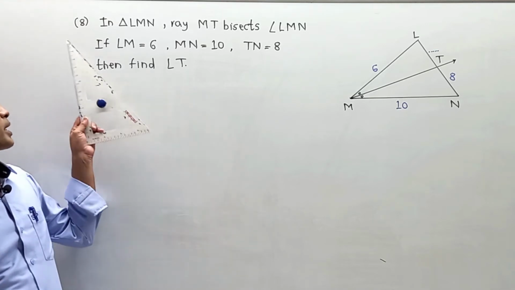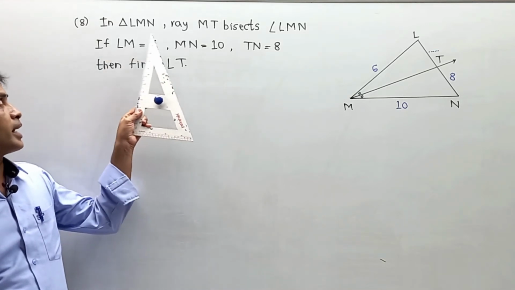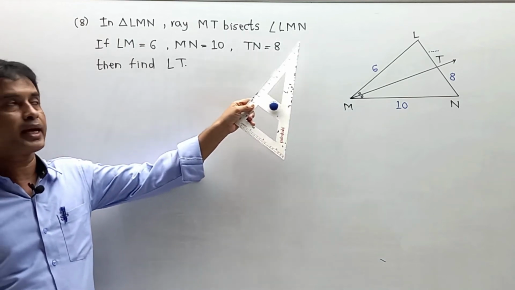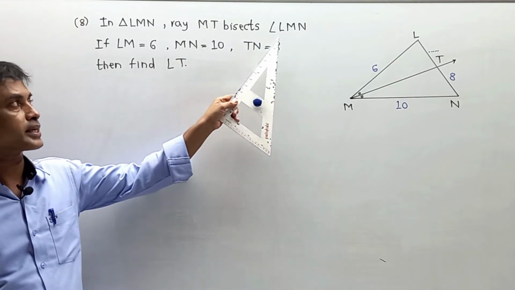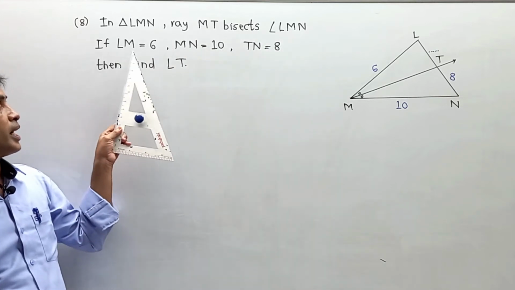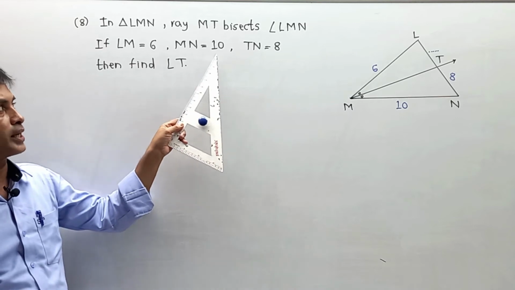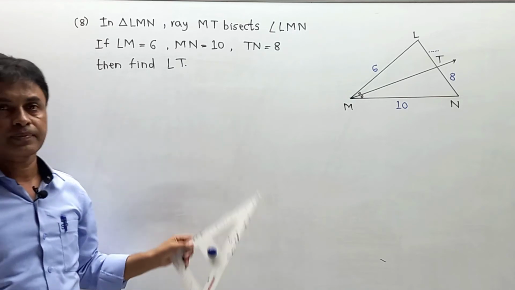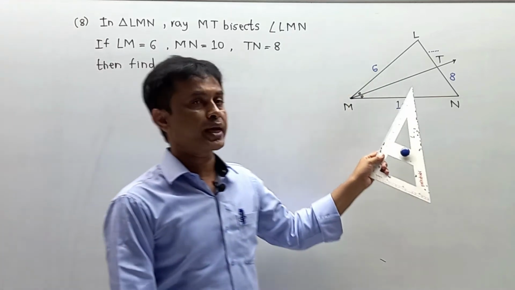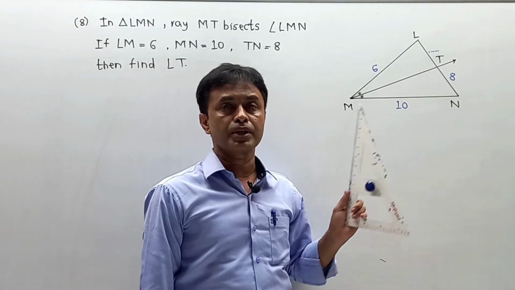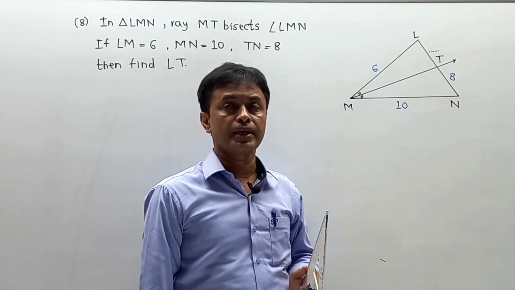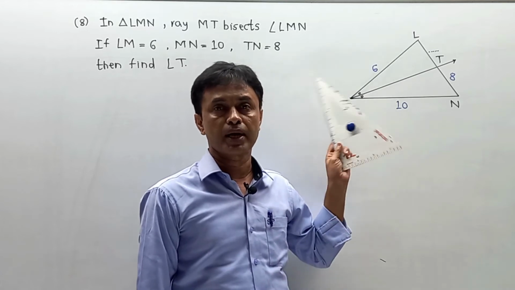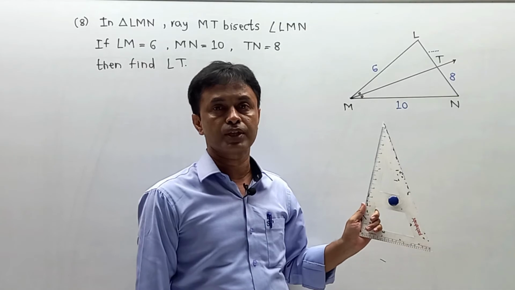Now moving to question number 8. In triangle LMN, ray MT bisects angle LMN. If LM equal to 6, MN equal to 10, TN equal to 8, then find LT. Now try to understand the same question from the diagram point of view. Student, every time I explain a diagram, the reason is that in geometry, the entire structure is always based on the diagram and understanding. So whenever you want to understand a numerical, first draw the diagram and then pay attention to the next part.